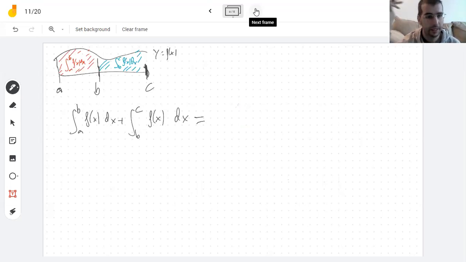Yeah, Adam, exactly. So this looks like a strange formula, but it's just saying if you put two shapes together, their areas add.